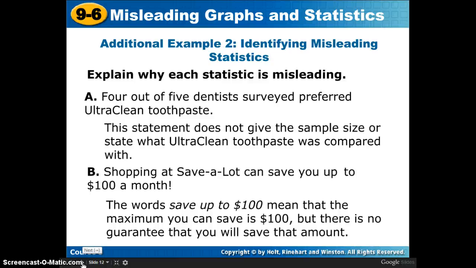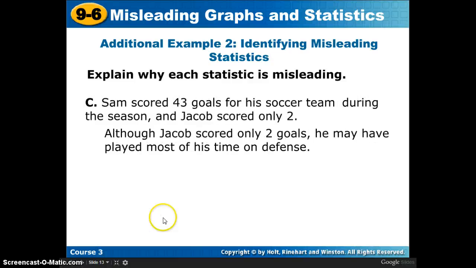Second one, B, shopping at Save A Lot can save you up to $100 a month. It sure could save you up to $100 a month if you bought everything that had a savings amount. Usually when you go to a grocery store or a store, you don't buy everything. But if you did, you would save about $100, even though it costs you about $10,000.